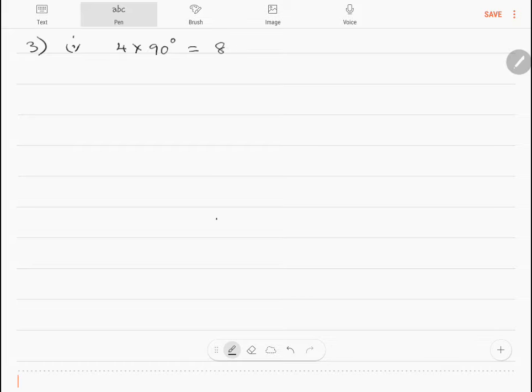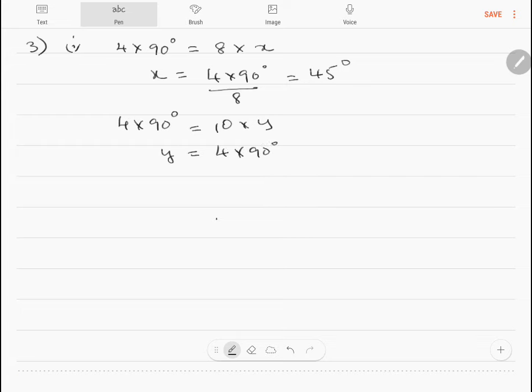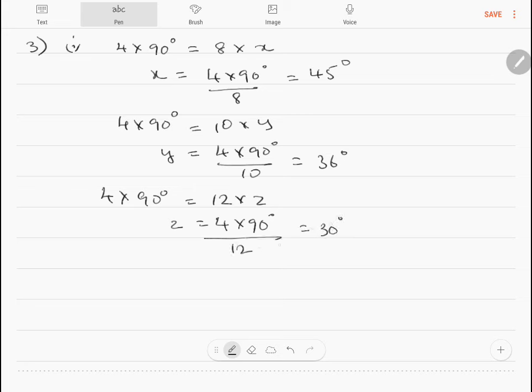Now the third value is 8, the number of spokes is 8. The angle we have to find, so it is x. So x is equal to 4 into 90 degrees by 8, is equal to 45 degrees. The next value will be 4 into 90 degrees, the base value, equal to 10 into y, so y is equal to 4 into 90 degrees by 10, the value is 36 degrees. 4 into 90 degrees equal to 12 into z, z equal to 4 into 90 degrees divided by 12, the value is 30 degrees.